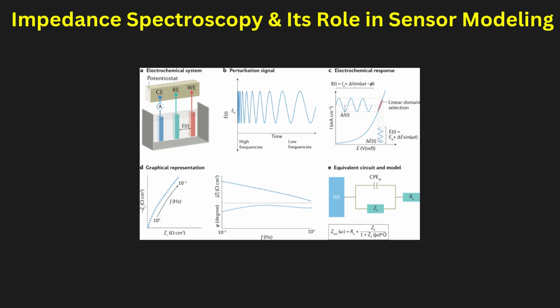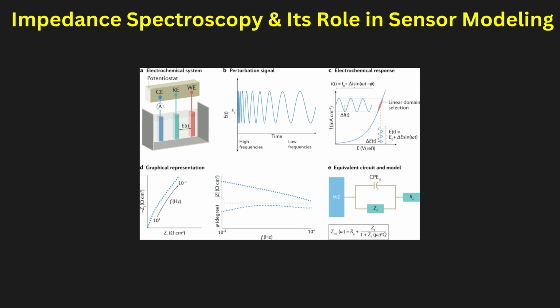So now, impedance spectroscopy and its role in sensor modeling. Impedance spectroscopy is a powerful technique used to analyze sensor behavior by measuring the electrical impedance over a range of frequencies. This technique helps in modeling the sensors and understanding their internal properties. Impedance analysis is particularly useful in biosensing, chemical sensing, and material sensing or material testing applications. By studying the impedance response, a researcher can design sensors with improved accuracy and selectivity.